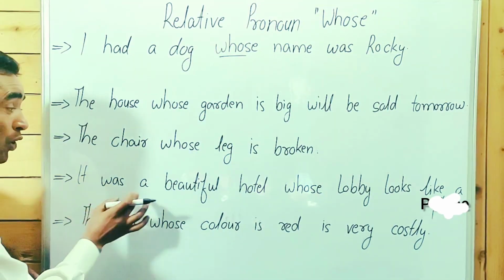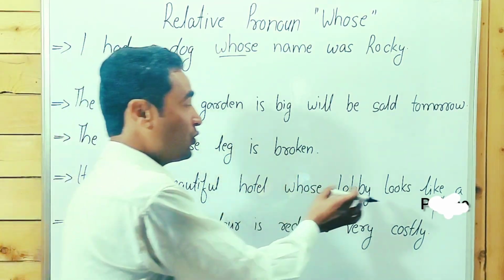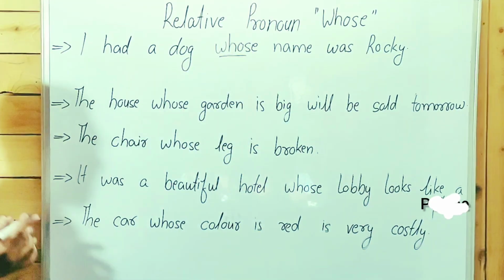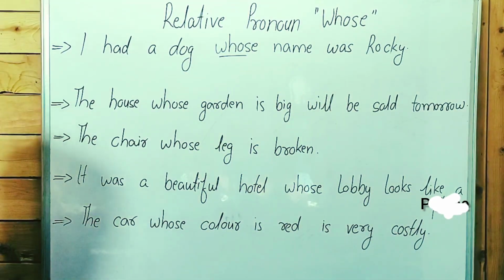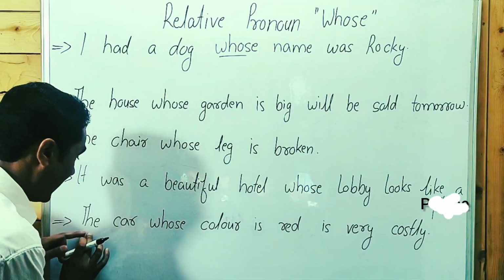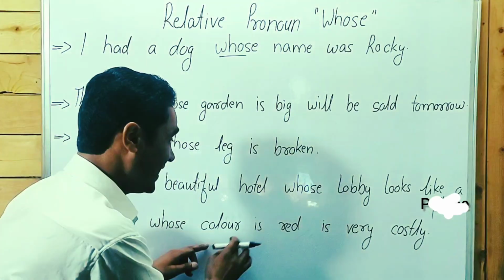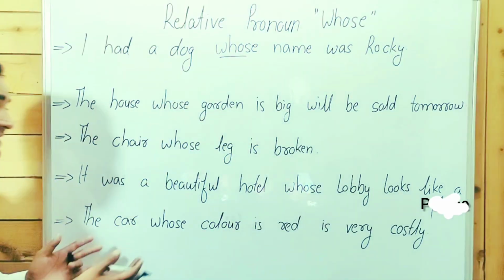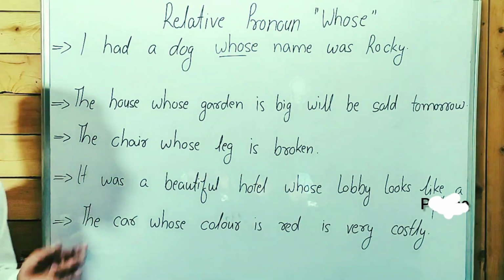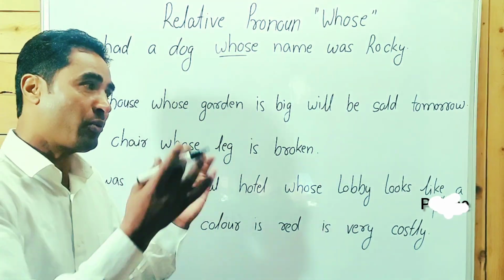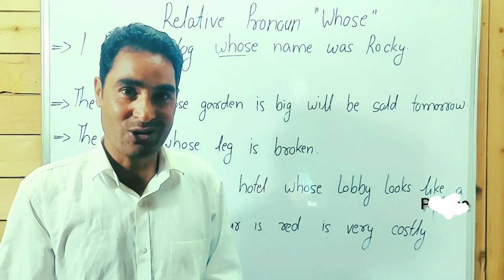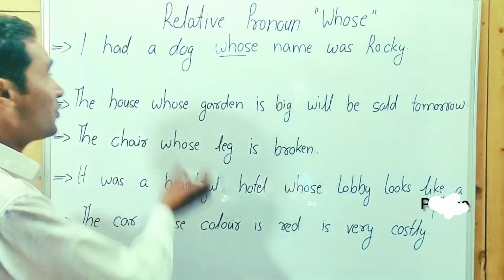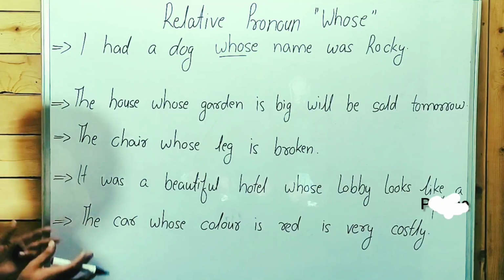It was a beautiful hotel whose lobby looks like a palace. The car whose color is red is very costly. All these sentences are incorrect when we talk about formal English. In informal speech these sentences are used, but from a competitive examination point of view, they are all incorrect.